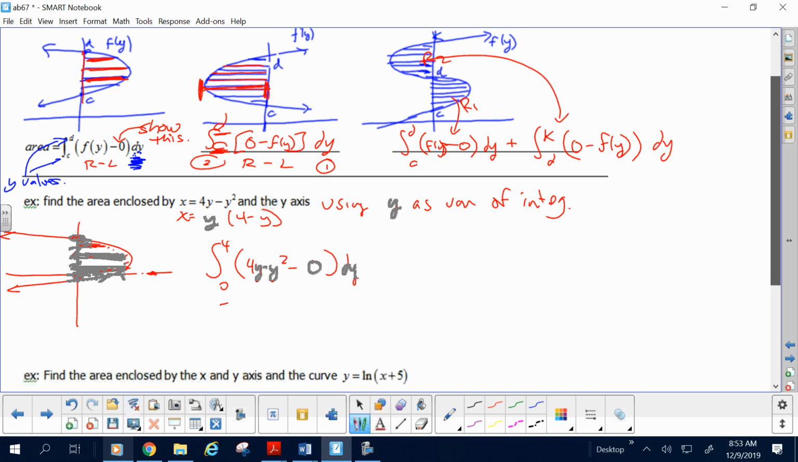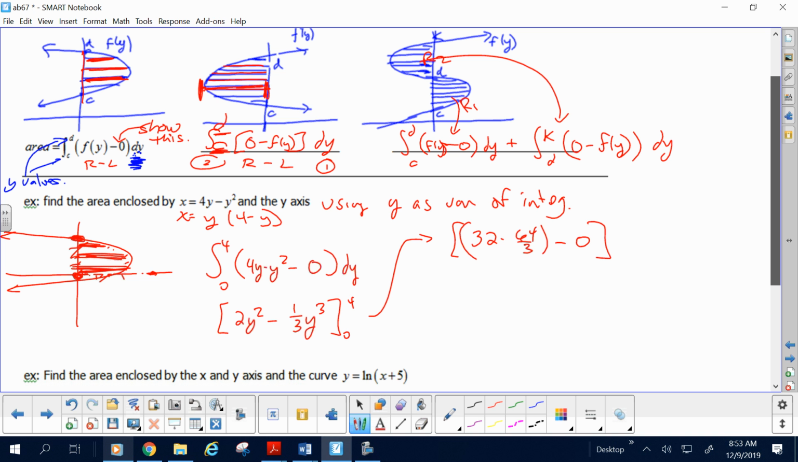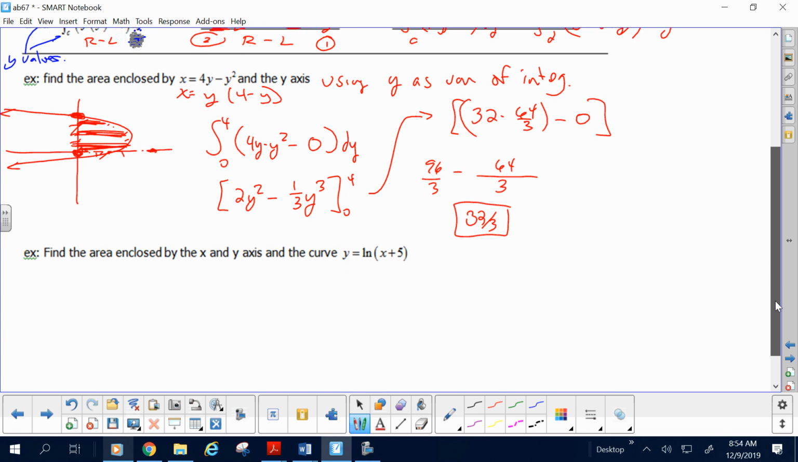All right, cool. What is the antiderivative of 4y? 2y squared. What is the antiderivative of y squared? Negative 1/3 y cubed, from 0 to 4. When I evaluate it at 4, I get something like 32 minus 64/3. When I evaluate it at 0, I get a big fat nothing. What's the common denominator? 3. And what does the problem become when I go thirds? 96/3 minus 64/3, which is 32/3.